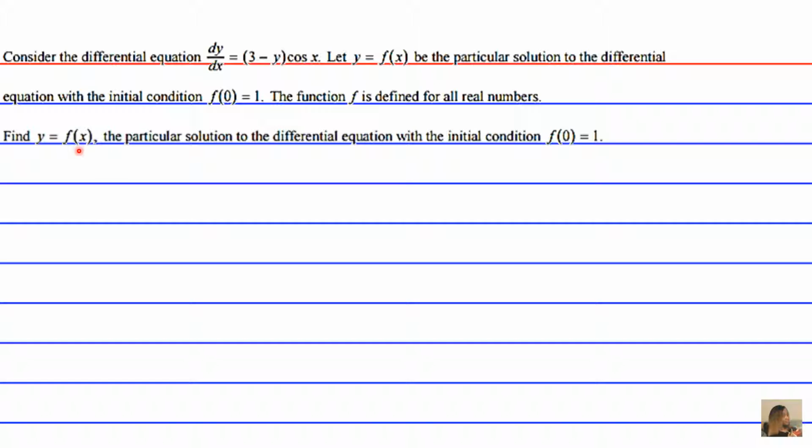Find y equals f of x, the particular solution to the differential equation with the initial condition f of 0 equals 1. So here we're asked to find the particular solution based on an input of x yields an f of 0, or a y, that is equivalent to 1.